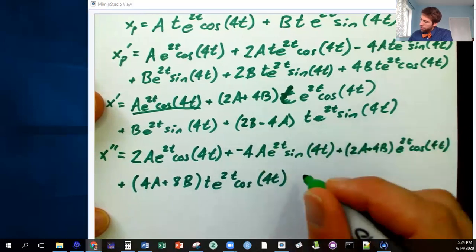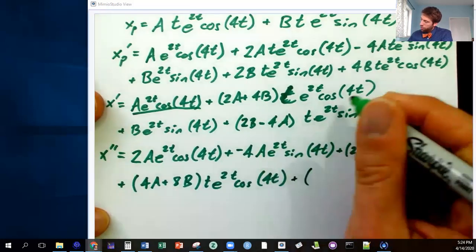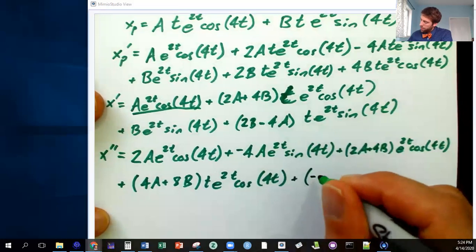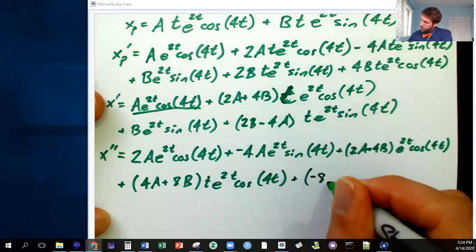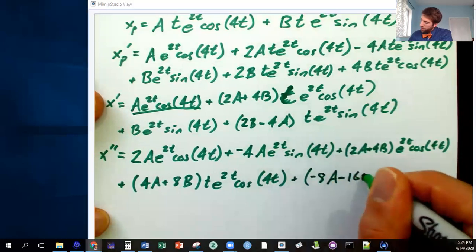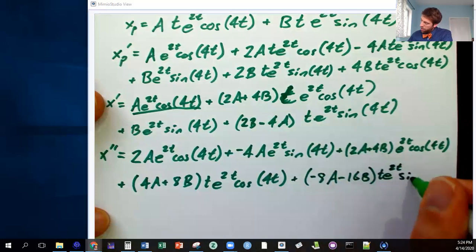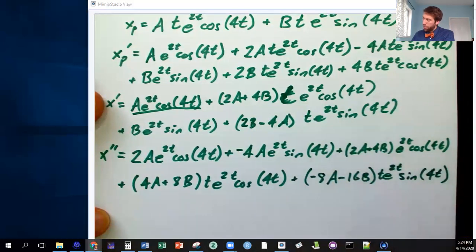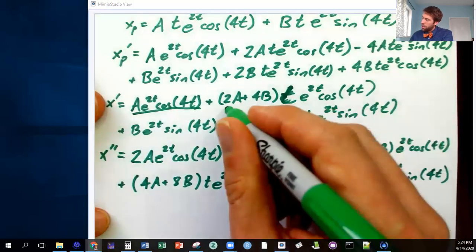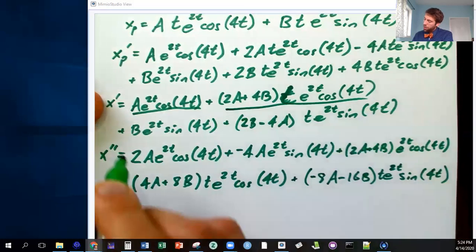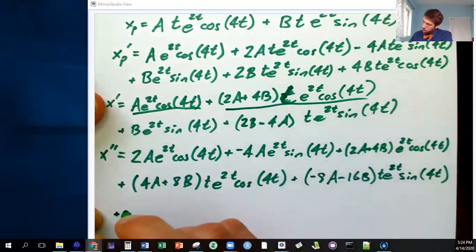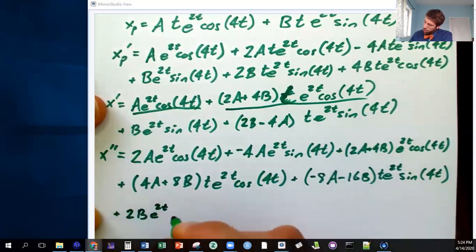So then I've got plus, and then the negative 4. So then minus 8a minus 16b times t e to the 2t sine of 4t. Okay, that makes us halfway done with this derivative. We finished that term. Now we need to do that term. So plus 2b e to the 2t cosine 4t sine 4t.